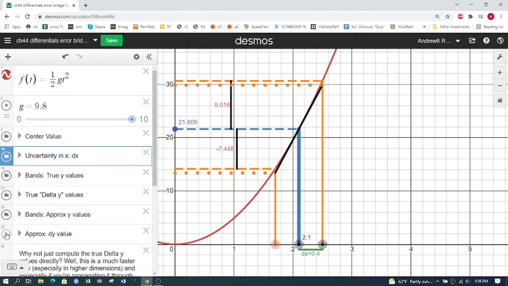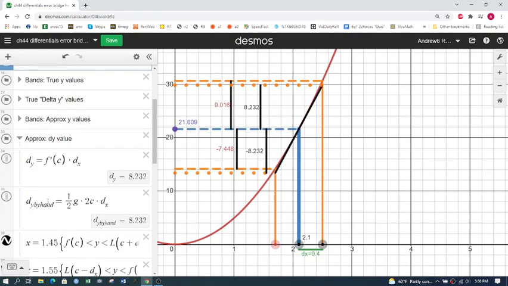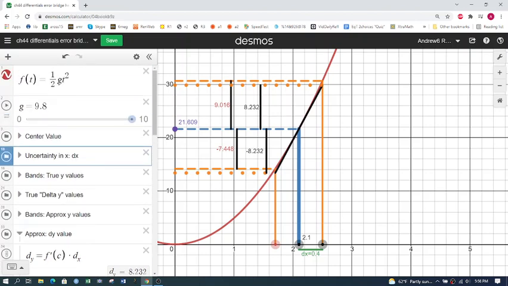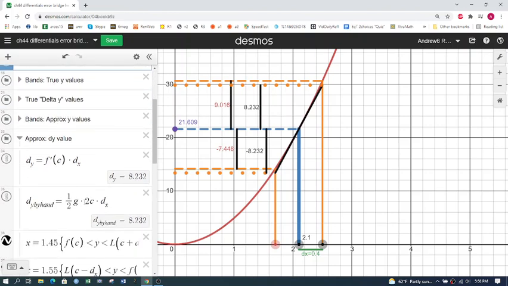And then we can show what the approximate dy value is of those dotted lines from our center line. And they are the same both times here, and we can show the calculation of that. dy is f prime at our center value times dx. We get 8.232. Or if you want to do the derivative by hand instead of using Desmos's derivative feature, you can say the derivative of our 1/2 g t squared is 1/2 g times 2 times our center x value, and we get the same 8.232.